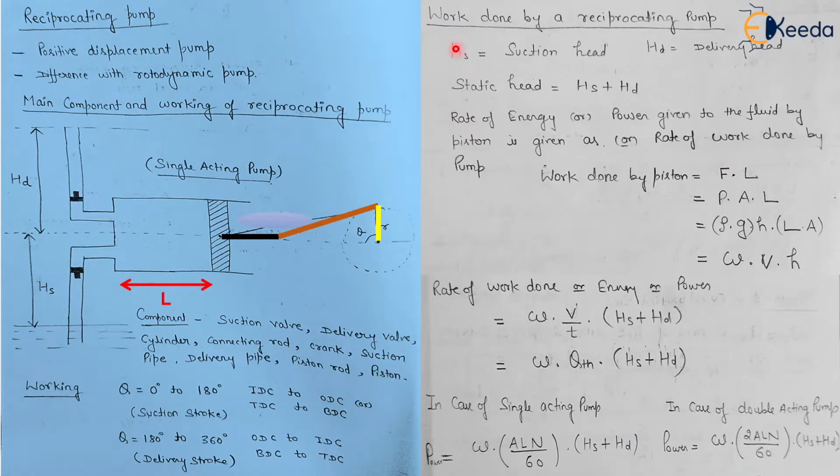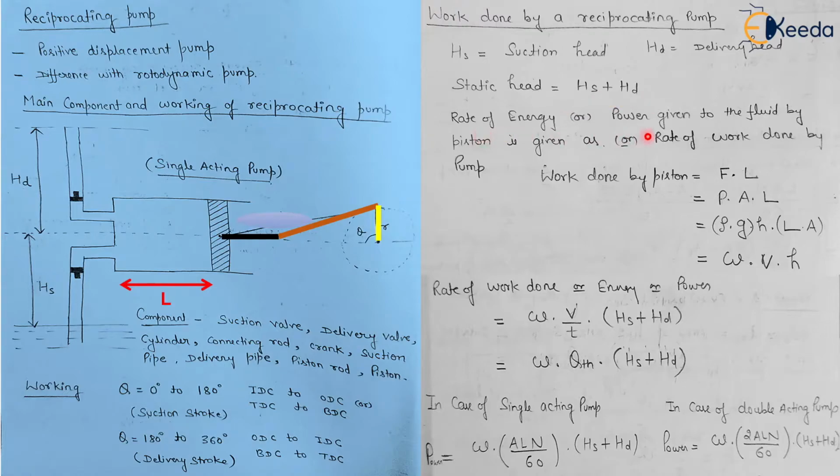Now let's see the work done by a reciprocating pump. You see here, this one is the reciprocating pump, and if I say this one is the datum, taking water from this sump, then this will be the suction head, and this will be the discharge head. So water is delivered up to this point. So this one is the suction head and this one is the discharge head. So the total head will be the static head, Hs plus Hd.